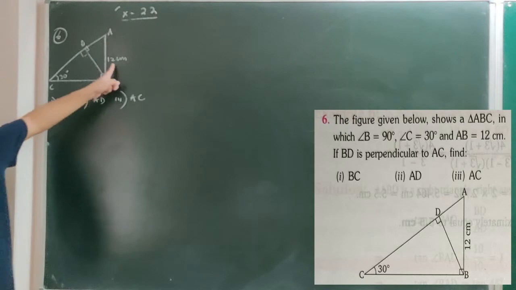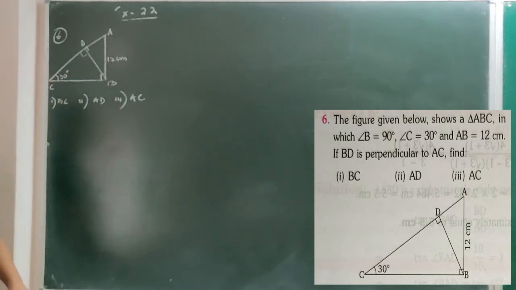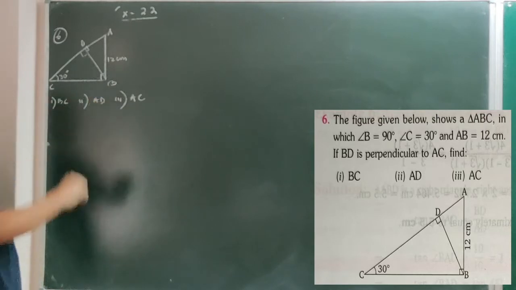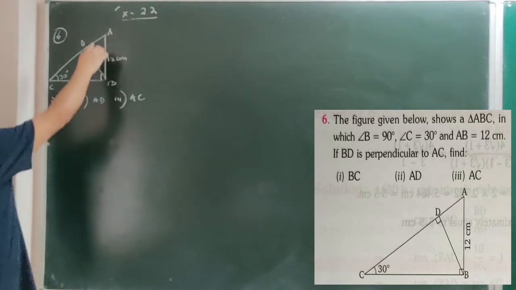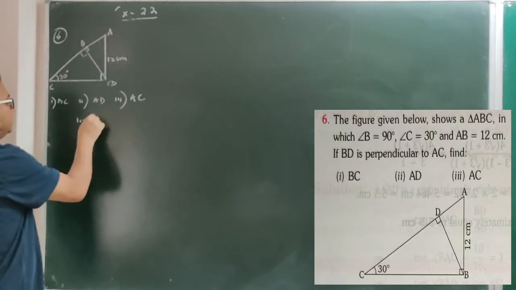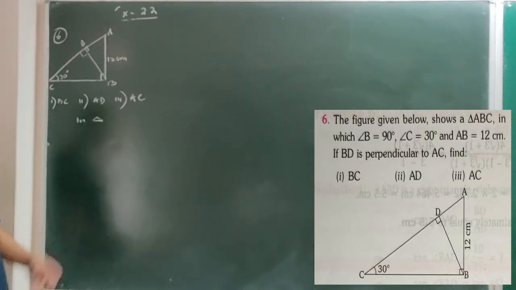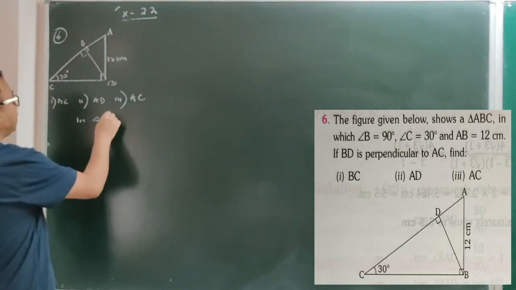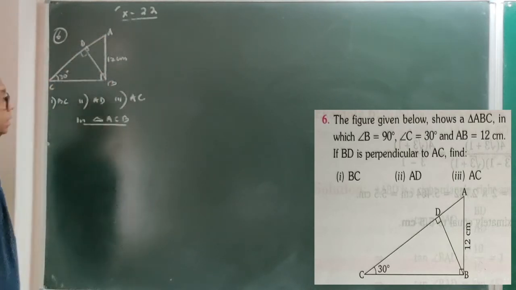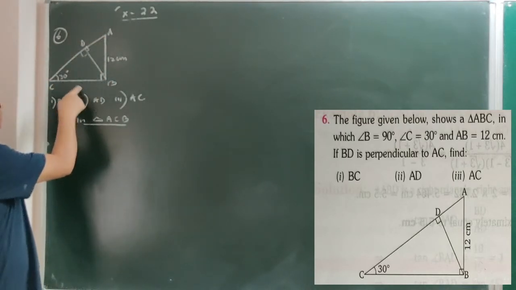Now since you are given this side as 12 and this angle is 30, the first question is telling you to find BC, the lower side. For that let me take this big triangle. It is always better if you also mention which triangle. If there is more than one triangle, always mention which triangle you are solving. So I'll take the big triangle. In triangle ACB, or ABC, I'm looking for this lower part, which is the base.